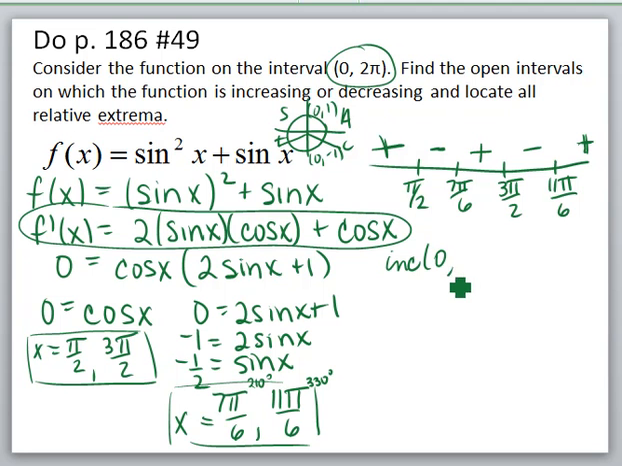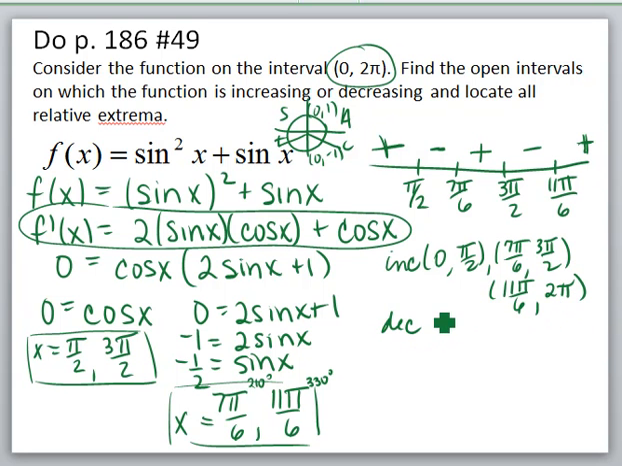So I'll say from 0 to pi over 2, from 7 pi over 6 to 3 pi over 2, and then my other one would be from 11 pi over 6 to 2 pi. Then my areas of decrease would be from pi over 2 to 7 pi over 6, and from 3 pi over 2 to 11 pi over 6.